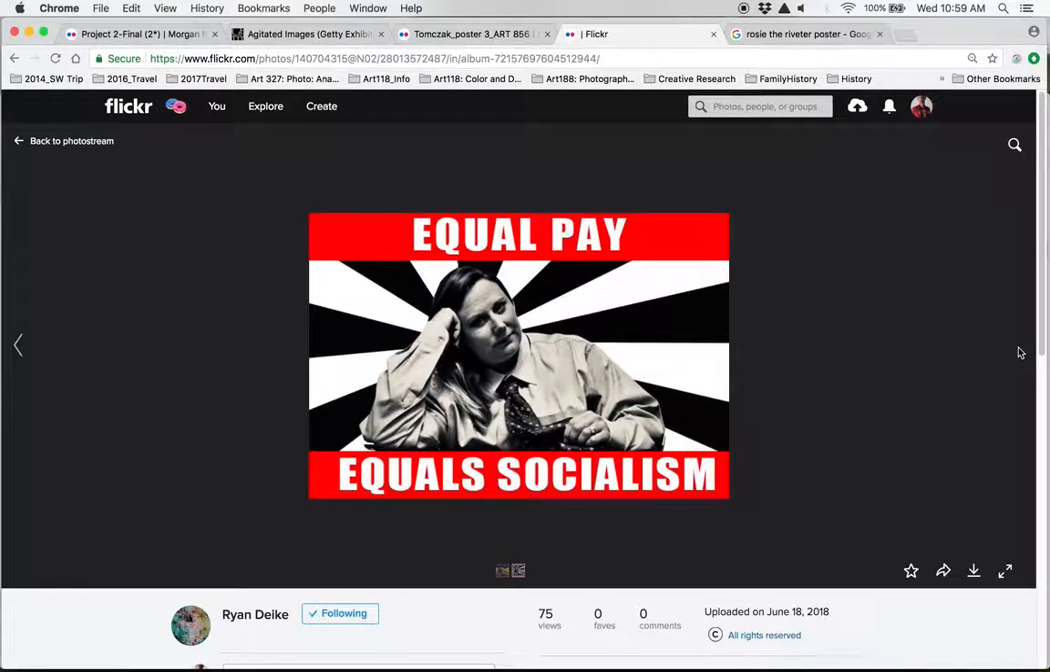Equal pay equals socialism. And this, I think was an interesting idea. And I had to think about it. Is that socialistic? I guess, it probably is. And then it brings up the idea, is the concept equality socialistic? And that, maybe goes to the heart of many of our debates.